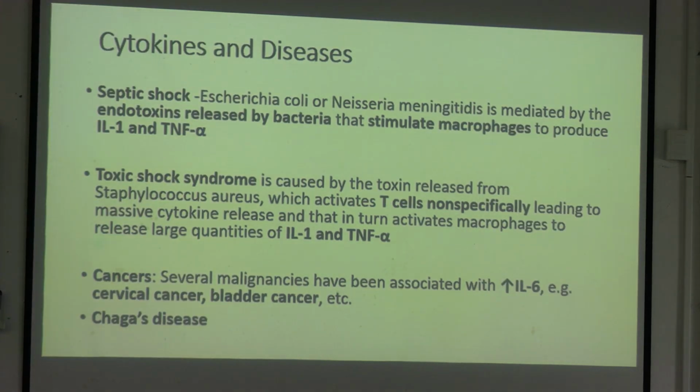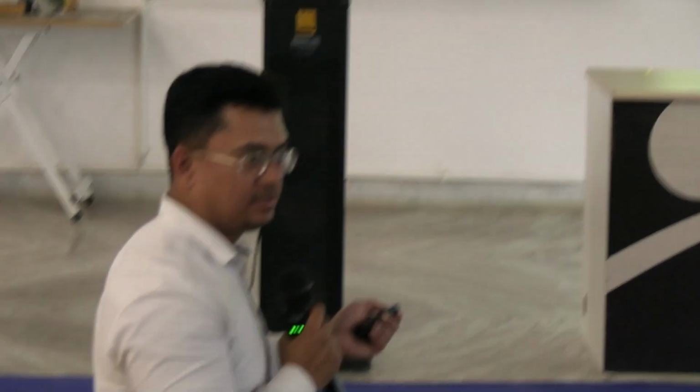Okay, some diseases. Some bacteria, some organisms like E. coli, Neisseria meningitidis, they produce some endotoxins. Now those endotoxins will stimulate the macrophage and they will be producing the interleukin 1 and TNF alpha and will be giving rise to the inflammation. Okay, and that inflammation will give rise to the septic shock to the patient. এই যে পেশেন্টের ব্যাকটেরিয়াল ইনফেকশনে সেপটিক শকে চলে যায়, the shock is mediated by the cytokines.